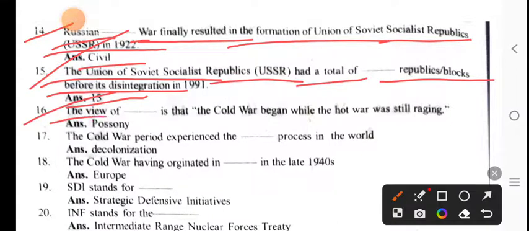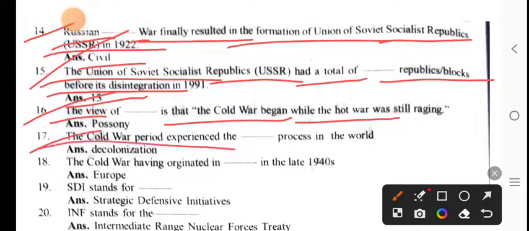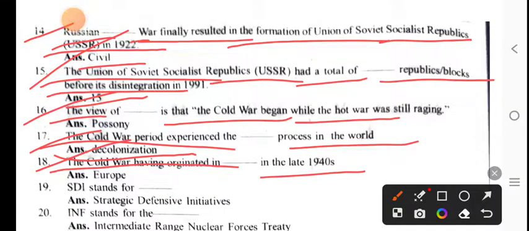The view of historians is that the Cold War began while the hot war was still raging. The Cold War period explained the decolonization process in the world. The Cold War originated in Europe in the late 1940s.